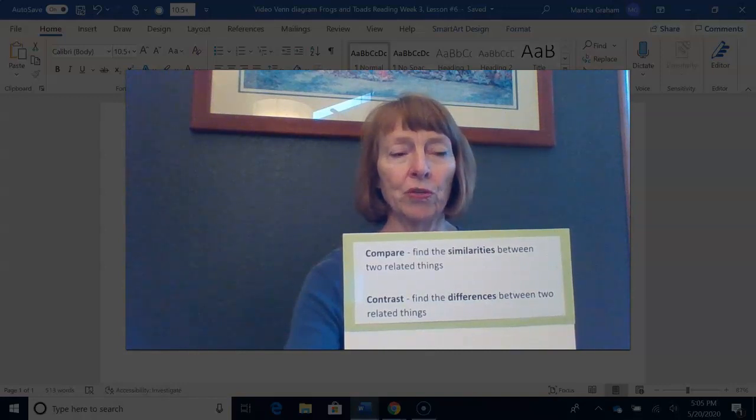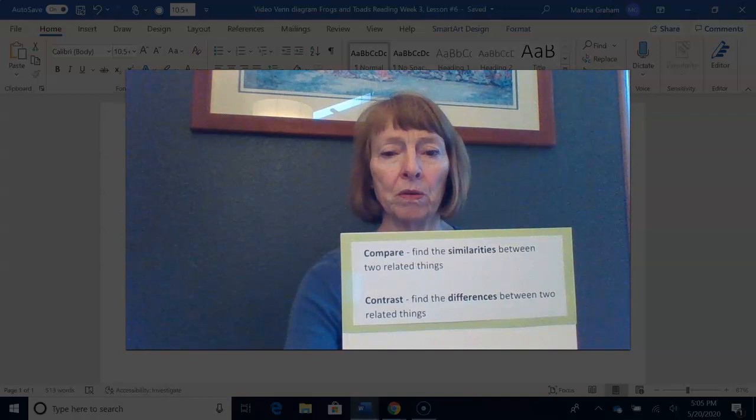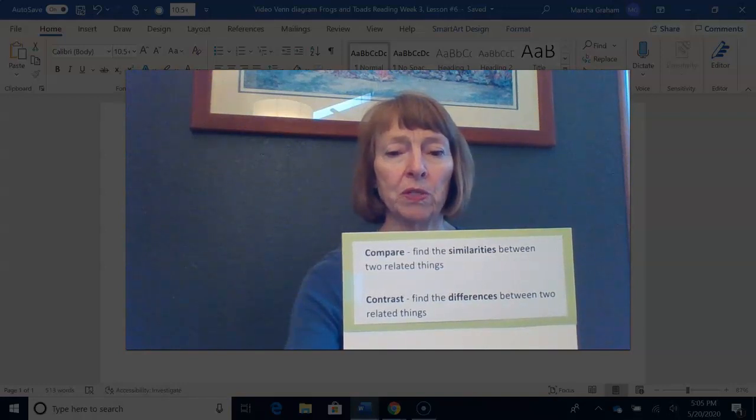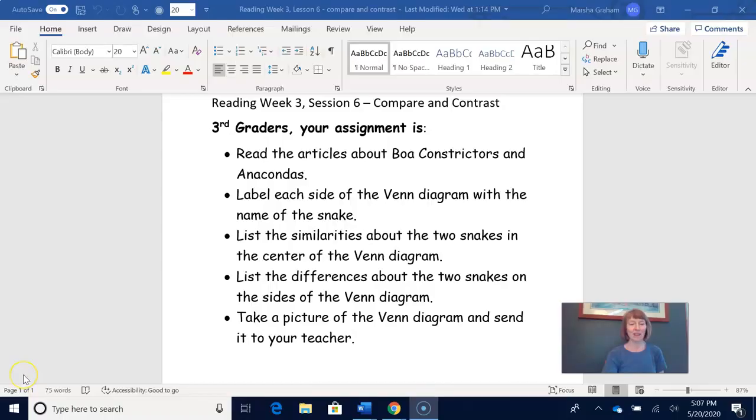Now, it's your turn to read about two snakes and use a Venn diagram to compare and contrast their characteristics. Remember, compare means to find the similarities between two related things, and contrast means to find the differences between two related things.